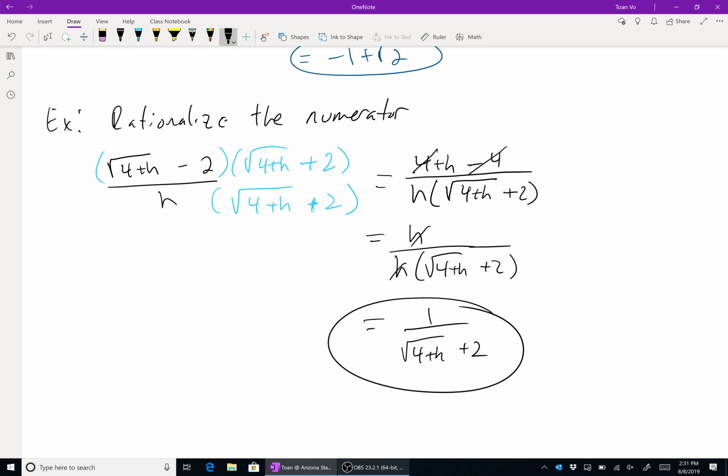So rationalizing binomials, not very tricky. Just multiply by the conjugate. So simplifying compound fractions, rationalizing binomials, those are good skills to have for calculus.